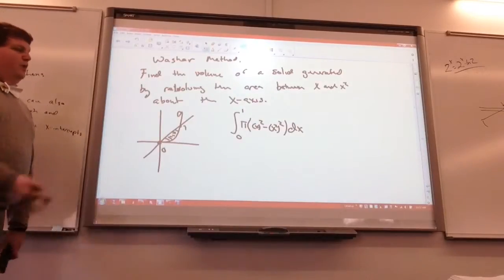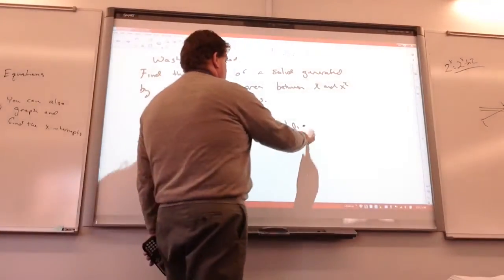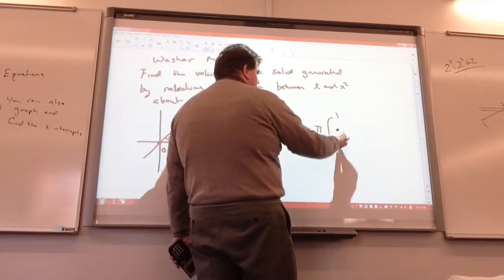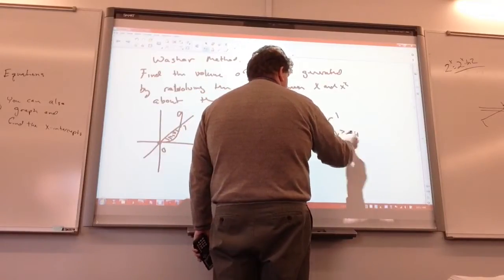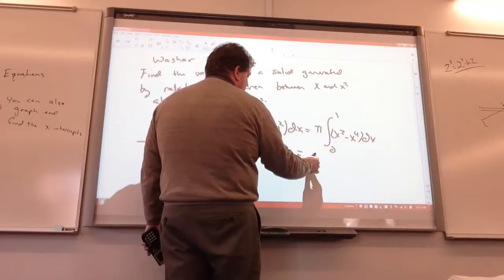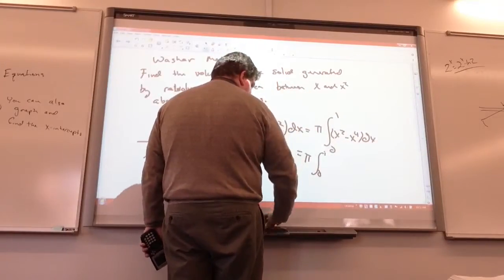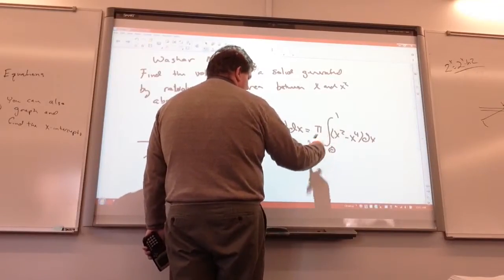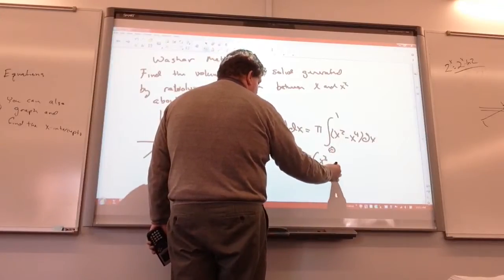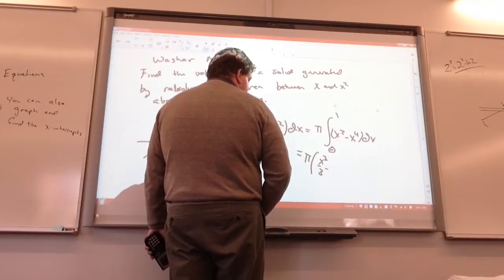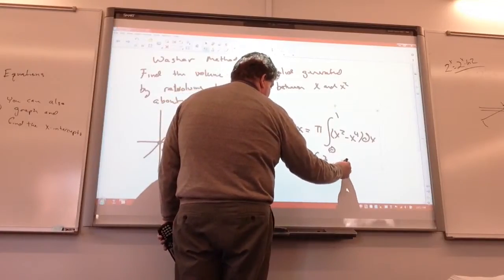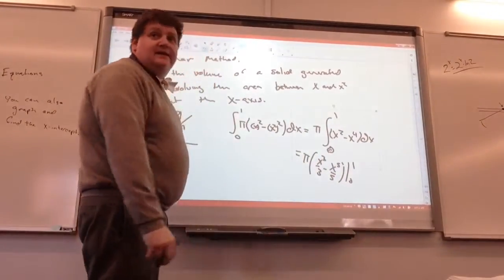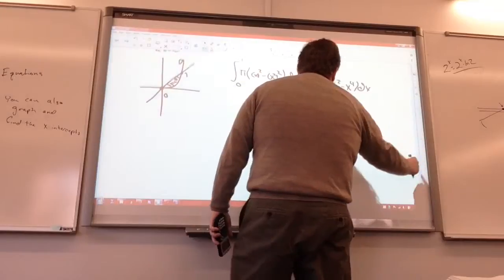We work this out and clean this up. The pi can always be factored out. So the integral from 0 to 1 of x squared minus x to the 4th dx. What's that integral, everybody? x cubed over 3 minus x to the 5th over 5, which we do from 0 to 1. And we work that out the same way we did last time.